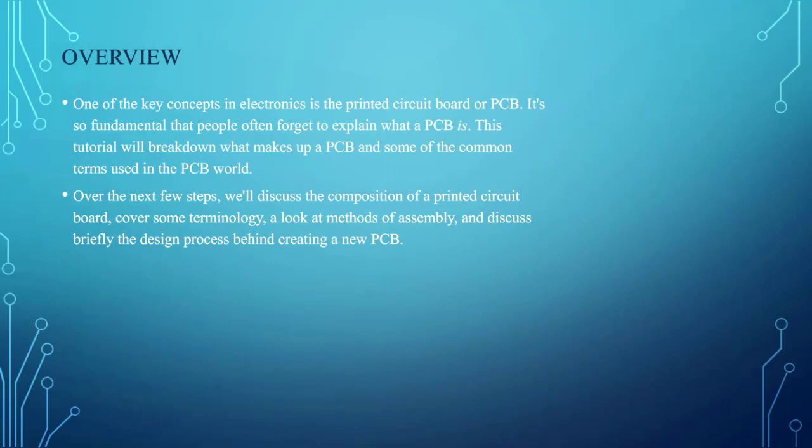Overview. One of the key concepts in electronics is the printed circuit board, or PCB. It's so fundamental that people often forget to explain what a PCB is. This tutorial will break down what makes up a PCB and some of the common terms used in the PCB world. Over the next few steps, we'll discuss the composition of a printed circuit board, cover some terminology, look at methods of assembly, and discuss briefly the design process behind creating a new PCB.